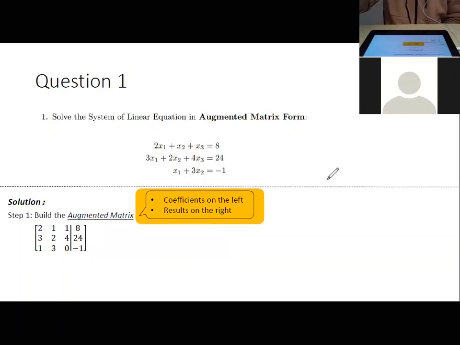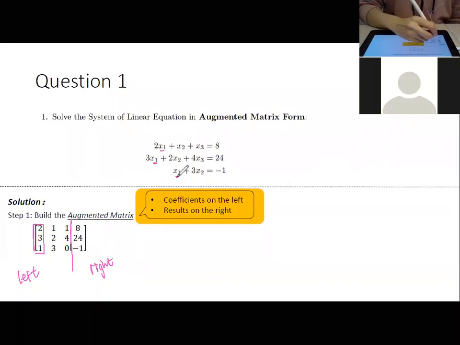Please see the yellow block. It says the augmented matrix is formed by 2 parts. The first part is the coefficients on the left, and the second part is the results on the right. The coefficient part is actually the coefficients before the corresponding variables. For the first column, the entries are the coefficients before the variable x1. They are 2, 3, 1.